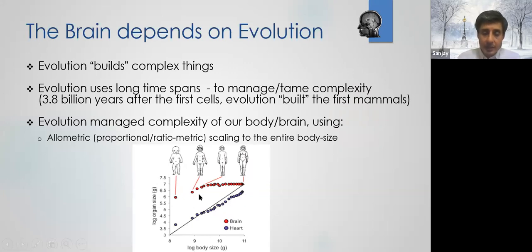Now the red dots represent the brain. Actually, the blue represents our heart and the red represents our brain. And the solid line represents our body. Okay? And so the heart is basically proportional to our body size. That's important to understand: as our body grows, our heart keeps up and grows proportionately. So it almost always is able to supply and function with our body in step.